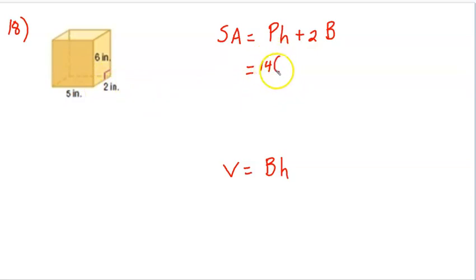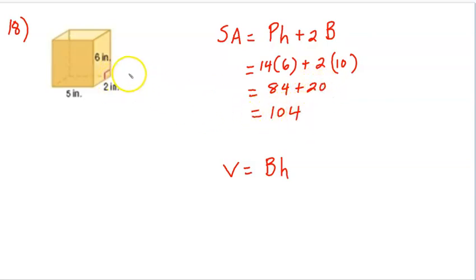That's the perimeter of the base times the height of this solid, which is 6, plus 2 times the area of the base. The area of the base, remember, is length times width. That's 5 times 2, which is 10. So we have 84 plus 20, and that's 104. And you always do surface area in square inches or square, whatever the unit of measurement is. So this will be 104 square inches.